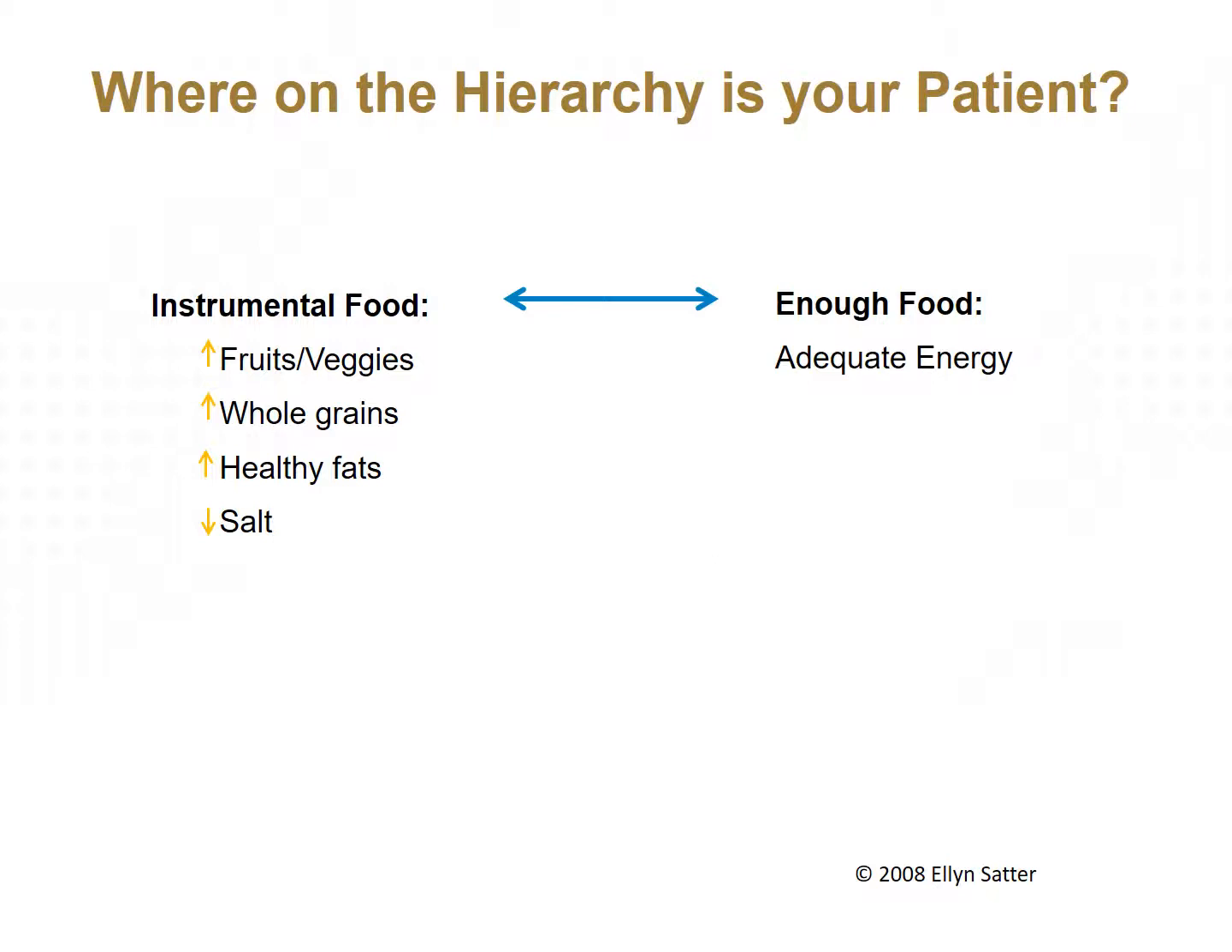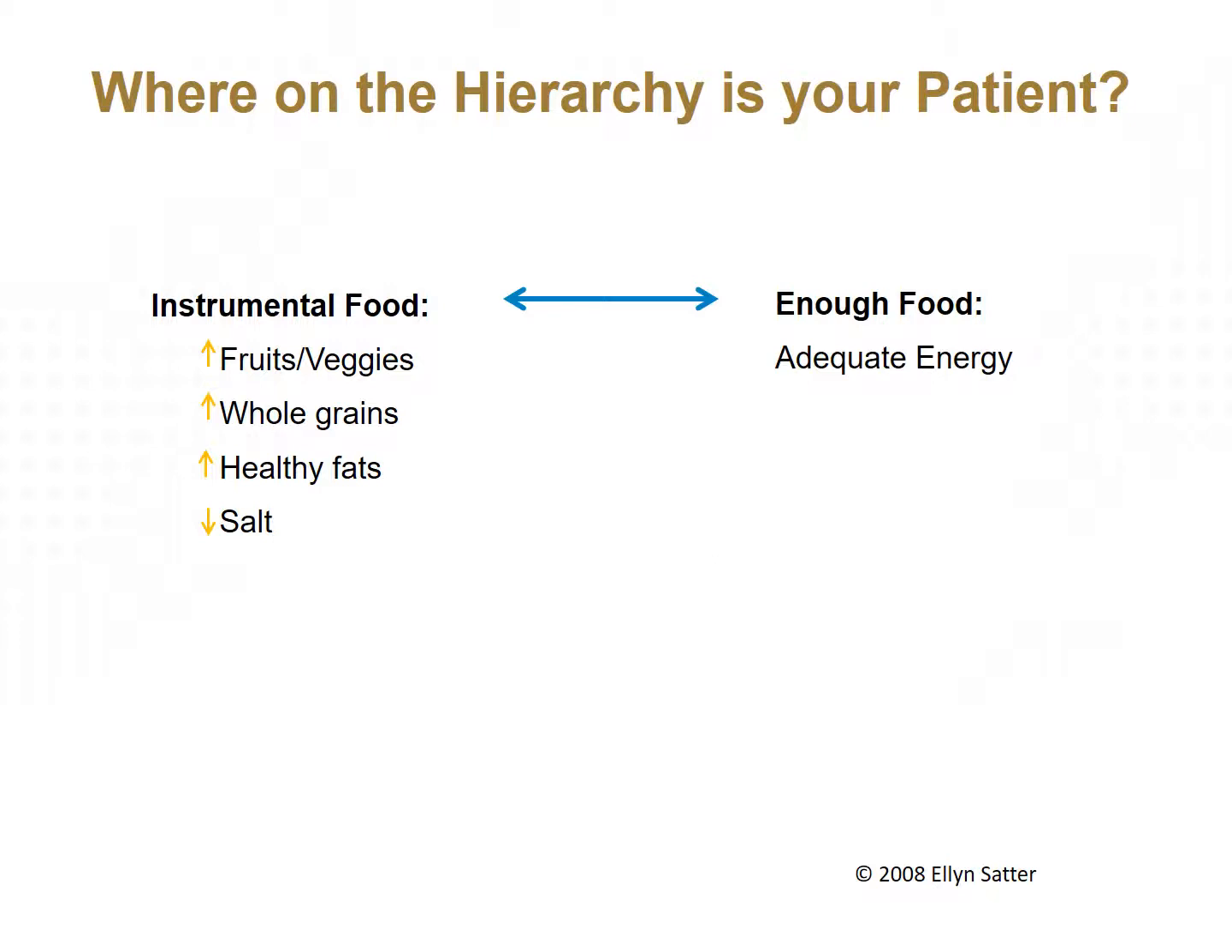So that was very conceptual, and sometimes that can be hard to follow. So here's a way to apply it to your patients every day. Think about where on the hierarchy is your patient, and think about it very simply. These people can be on very opposite ends of the spectrum. On one end, having instrumental food, which we would say would be increasing fruits and veggies, eating more whole grains, increase in healthy fats and decrease in saturated fats, and decrease in salt intake.